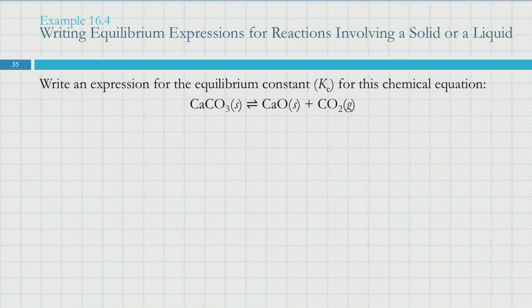So here we have two things that are solids, the calcium carbonate and the calcium oxide. And so we can just ignore those when we're writing our equilibrium constant, our Kc. So our Kc is just the concentration of CO2.